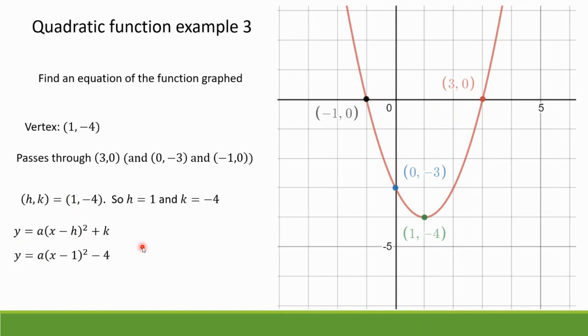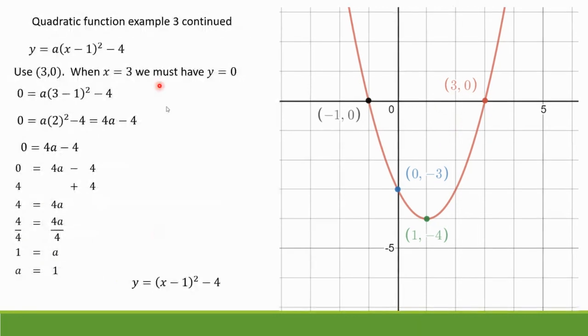Just like before, we're not quite done yet. We have the a to handle. But that's where you can use any of the other points. So I chose (3, 0). That was kind of random, I mean, I could use any of the points. But when x is 3, the y value must be 0, which is the same as saying f(3) must be 0. So when x is 3, y must be 0. Now we can figure out what a is.